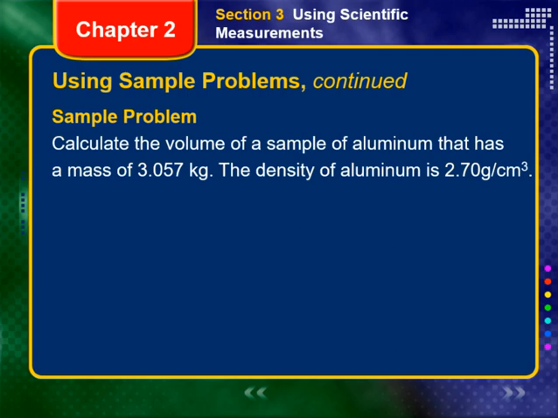Look over the following quantitative sample problem. Notice how the 4-step approach is used in each, and then apply this approach yourself in solving the practice problems that follow. Calculate the volume of a sample of aluminum that has a mass of 3.057 kilograms. The density of aluminum is 2.70 grams per cubic centimeter.